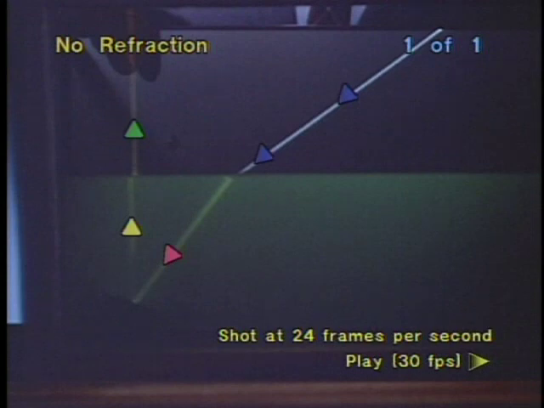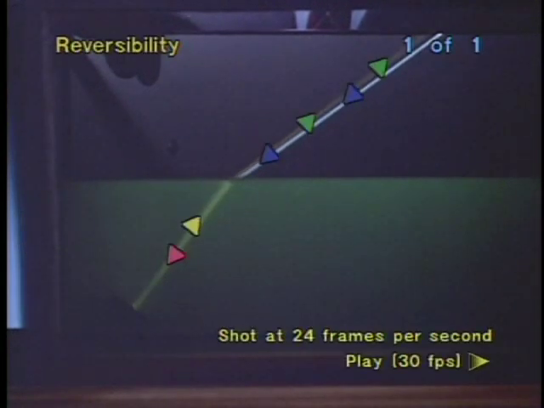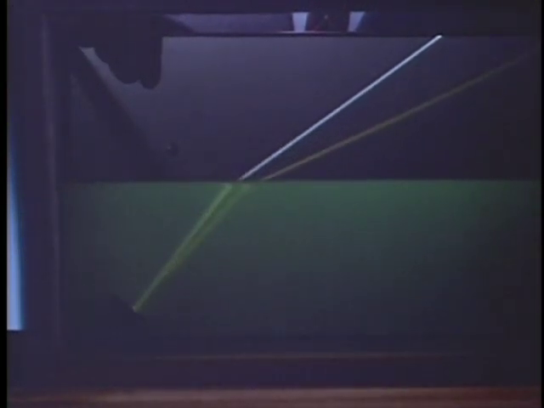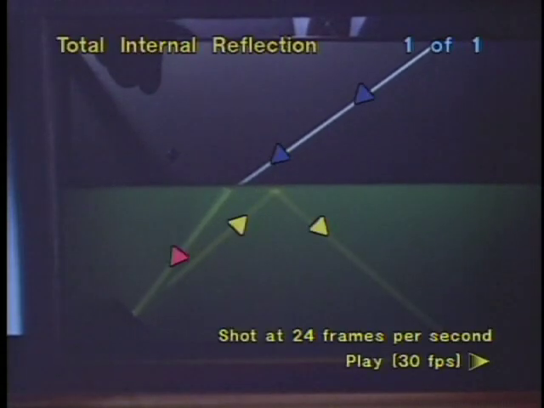A mirror in the lower left corner of the aquarium rotates, so the reflected ray emerges from the water. The light is reflected back. Light always travels along reversible paths. Once the critical angle is exceeded, the ray is totally internally reflected. The internally reflected ray obeys the law of reflection for different angles of incidence.